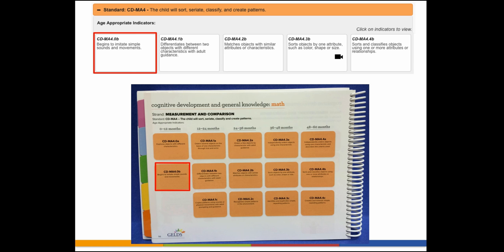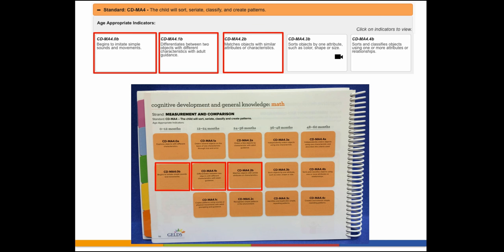For this standard, an infant will begin to imitate simple sounds and movements. A 1-year-old might be able to differentiate between 2 objects with different characteristics with adult guidance. A 2-year-old will begin to match objects with similar attributes or characteristics. A 3-year-old will sort objects by 1 attribute, such as color, shape, or size. And later in the year, as some children turn 4, they might be able to sort and classify objects using 1 or more attributes or relationships.